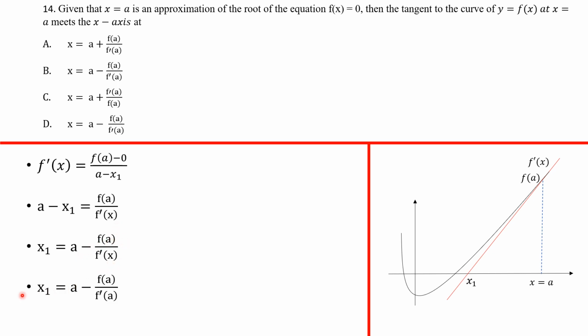So you notice that our x1 is going to be a minus f of a divided by f prime of a. And so our answer is B right there.